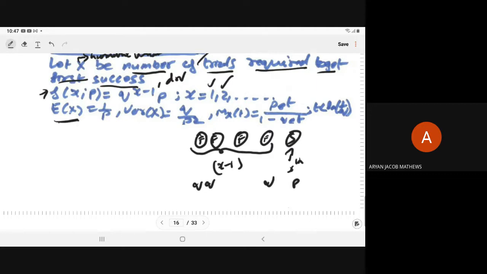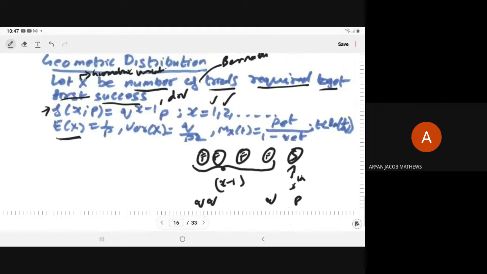I am not going into the derivation of this mean, variance and moment generating function. You can revise it from the probability part. Just remember that the mean for the geometric distribution is 1 by p, the variance is q upon p square, and M_X(t) is equal to p into e to the power t upon 1 minus q e to the power t, where t is less than ln of 1 upon q.